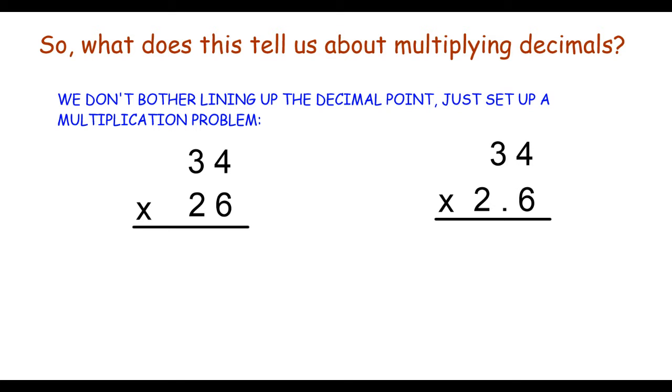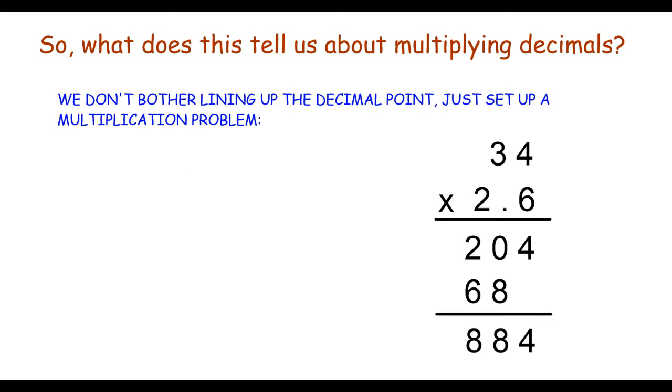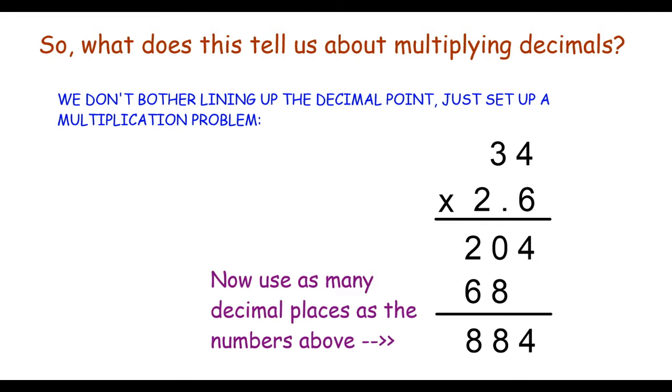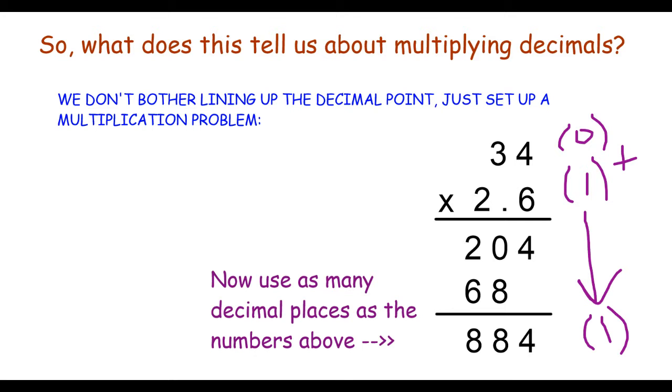This decimal point doesn't represent a digit. It is just an indication of changing place values. We're going to actually do the multiplication to get to 884 as our digits from left to right, and then we use as many decimal places as we see in the numbers above. There are 0 decimal places in 34. There is 1 decimal place in 2.6. Therefore, we have 1 decimal place from the right in our product, and it is 88.4.